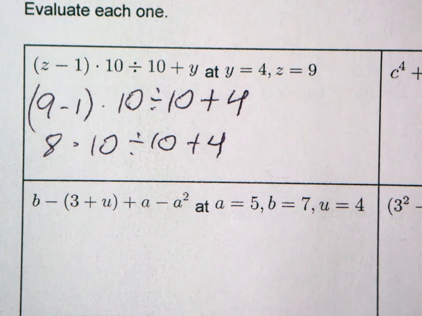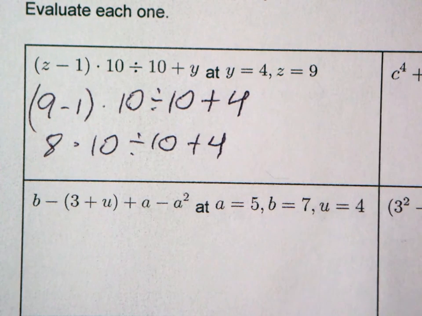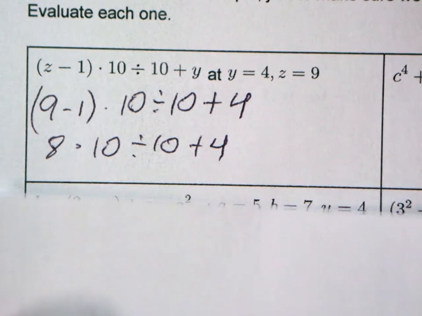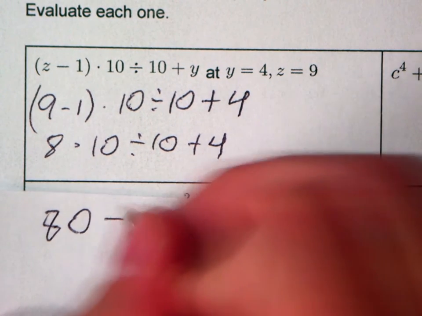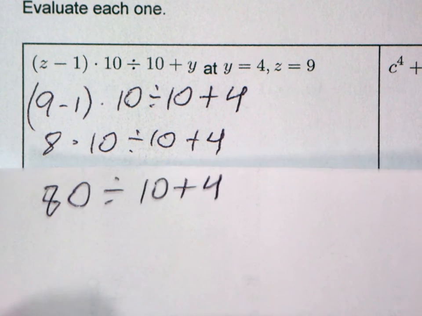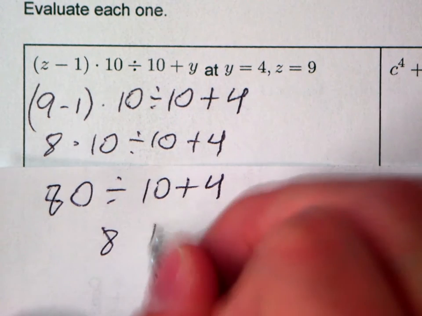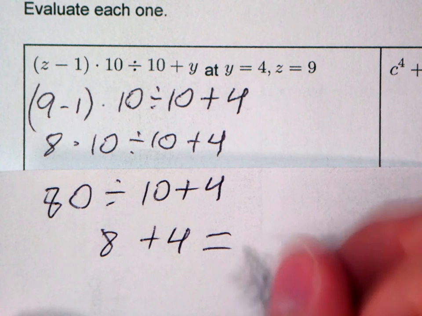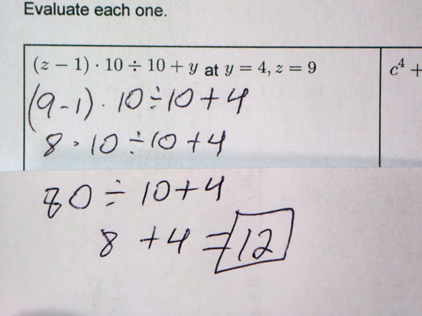Remember that multiplication and division happen at the same time, so we just go from left to right. So the first thing we do is 8 times 10, and that gives us 80. And then we divide by 10 plus 4. And the next thing we do is 80 divided by 10, which gives us 8 plus 4. And when we add those together, we get 12.